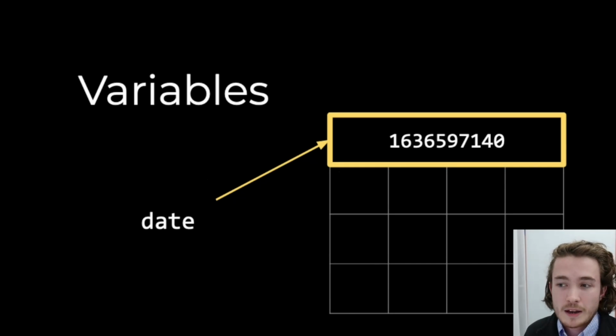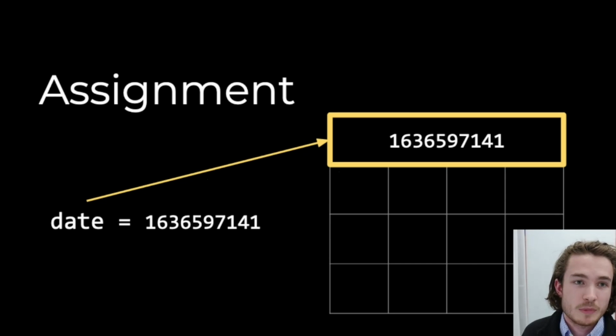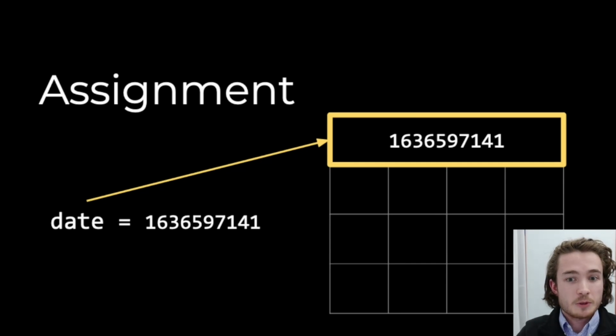In this case, we have a date, pointing to this location in memory of this actual integer representation of that date. But how did it get there? Well, that's where assignment in a programming language can come in. We have this equal sign, which is this assignment operator that can take whatever we put on the right and store it in a named space on the left.